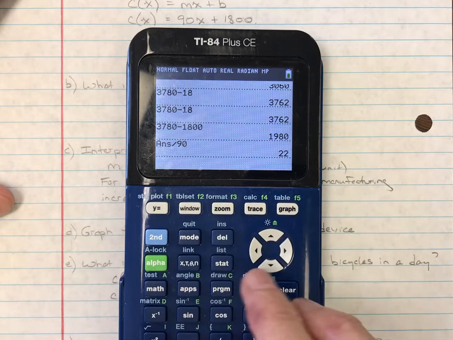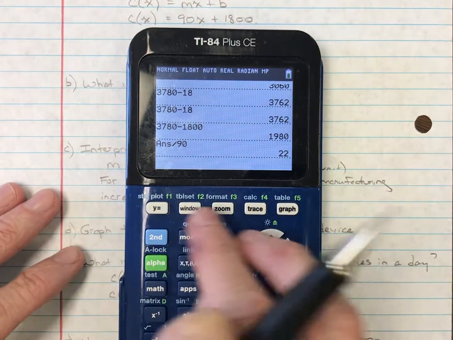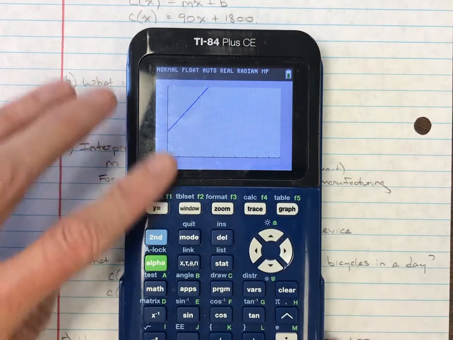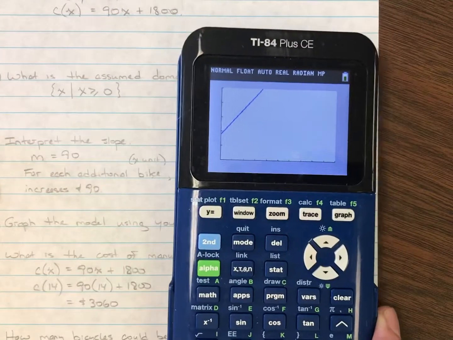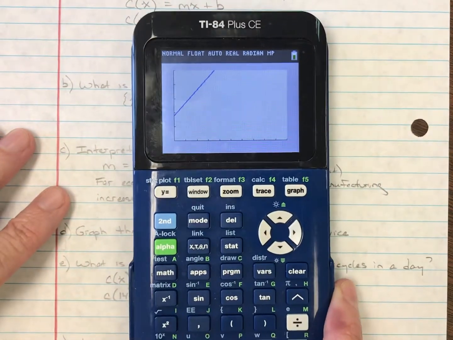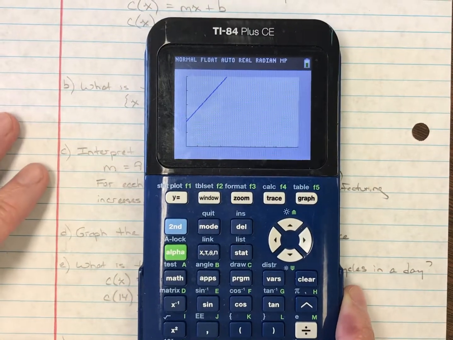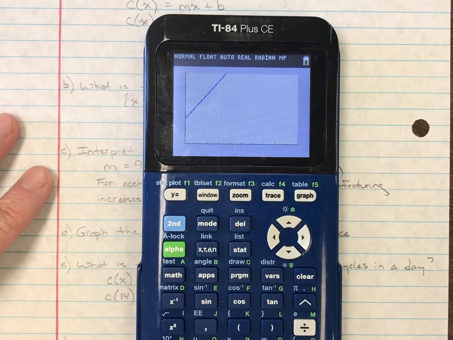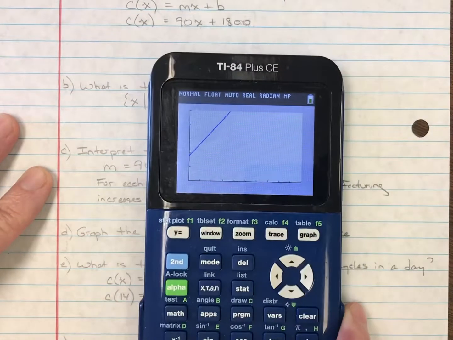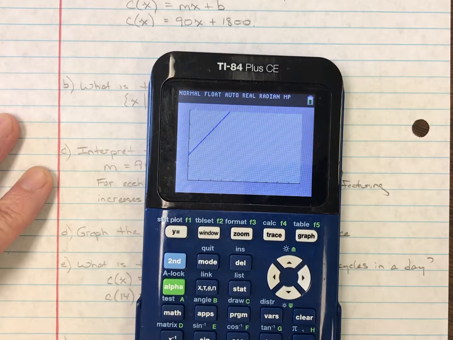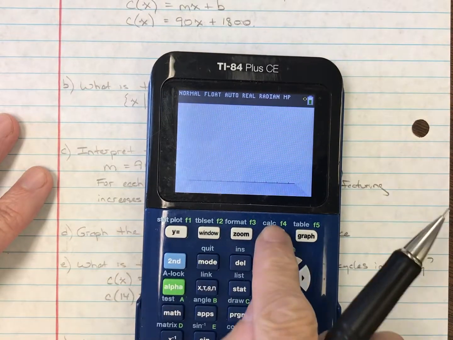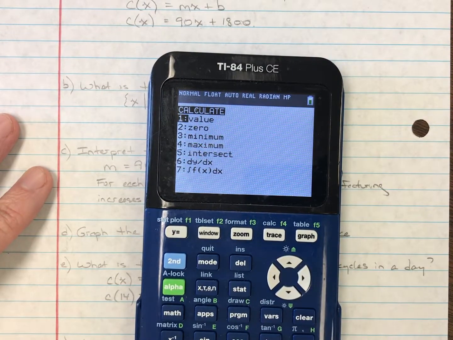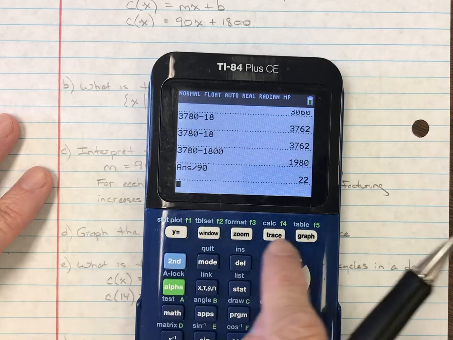Okay, so let's go back to my graph. I can estimate this with my trace key. How much for 3,780? One way to do this is to go to second trace. Whoops, let me clear this. Sorry about that. Go back to my graph.